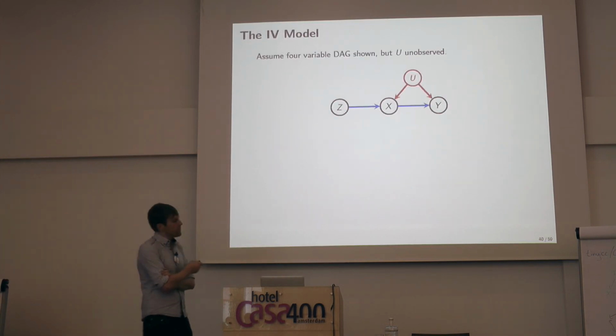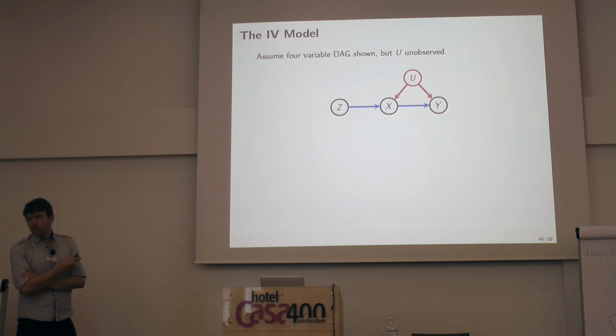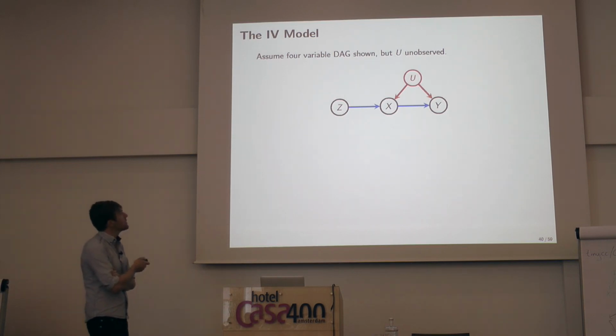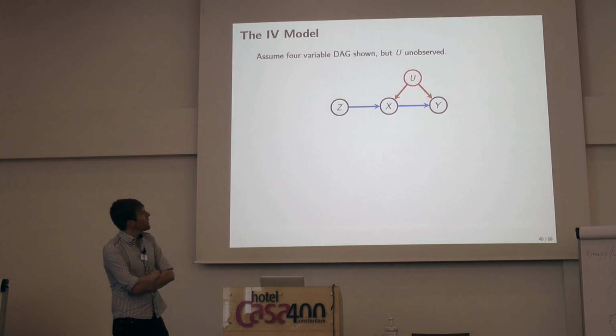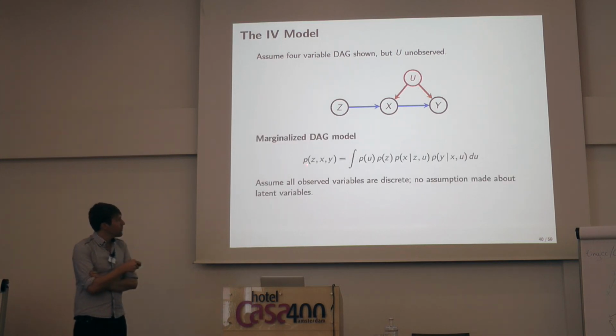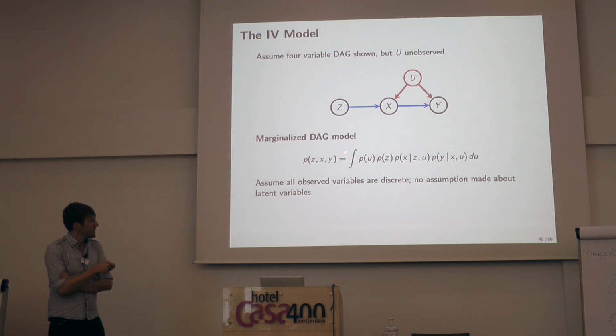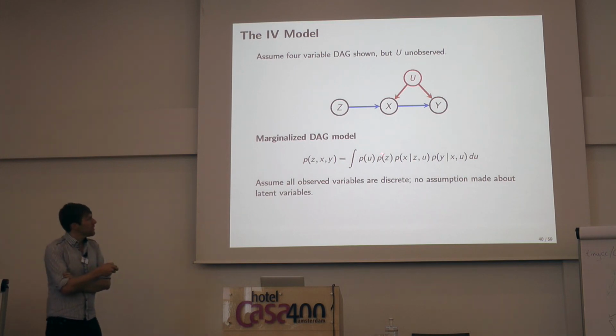So this was originally shown in this context, at least, by Verma and Pearl. If you consider this causal model with 4 variables, which is known as instrumental variables, it's very common, then if we only observe Z, X, and Y, then what we see is something like this. I'm not going to assume anything about the state space of U, and that's going to be quite important. So we have this factorization, but then U is integrated out.